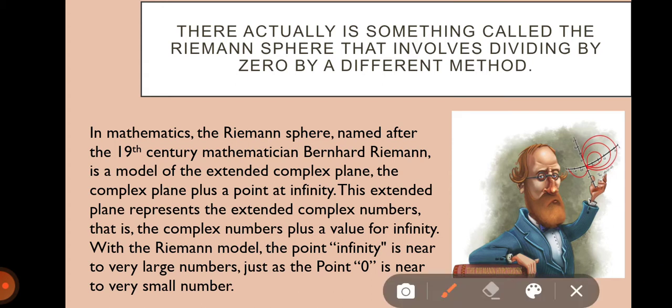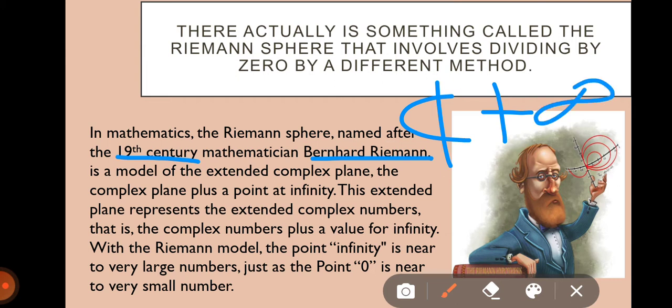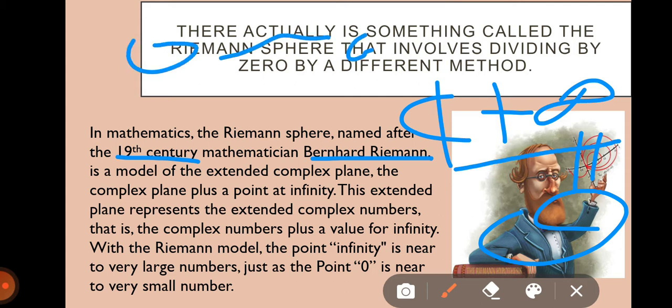In mathematics, the Riemann sphere, named after the 19th century mathematician Bernhard Riemann, is a model of the extended complex plane, the complex plane plus a point at infinity. This extended plane represents the extended complex numbers, that is, the complex numbers plus a value for infinity. With the Riemann model, the point at infinity is near to very large numbers, just as the point 0 is near to very small numbers.